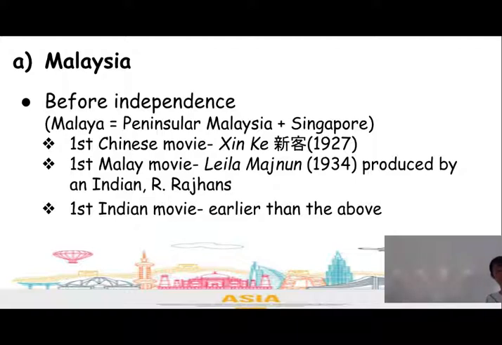So we can say that Sin Ke is the first movie produced in Malaysia, and it was also shot in Johor and Singapore. Next, the first Malay movie is Laila Majnun. Surprisingly, the first Malay movie was produced by an Indian, not a Malay. This story is about the love story of Laila and Majnun. It is quite similar to Romeo and Juliet. And the first Indian movie is even earlier than the Chinese and Malay movies, and because it is too old, I still can't find it on YouTube.